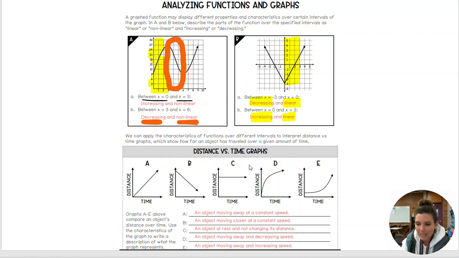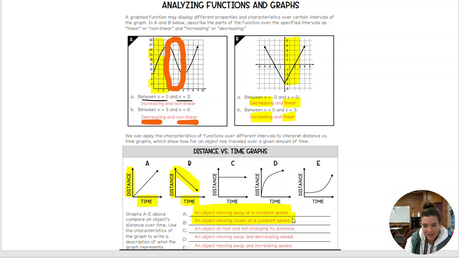Okay, so let's go ahead and quickly look at some of these distance versus time graphs. For A, you can see this is our distance on our y-axis, time on our x-axis, and so what's being graphed here is an object moving away at a constant speed. Okay, on graph B, you can see this is our y-axis, and this is our x-axis, so distance over time. And this object is starting a certain distance away, and then as time passes, it starts to move closer.